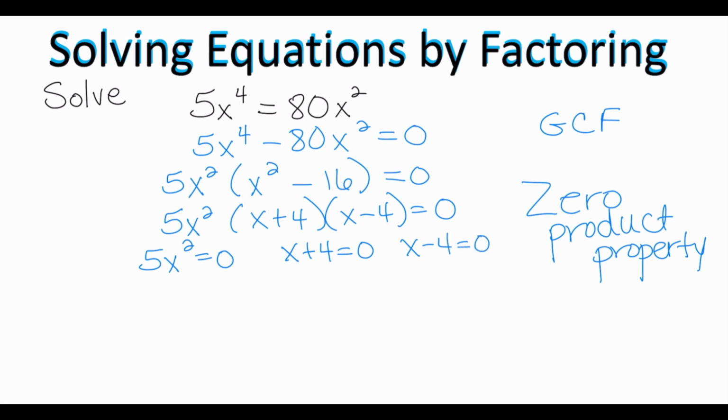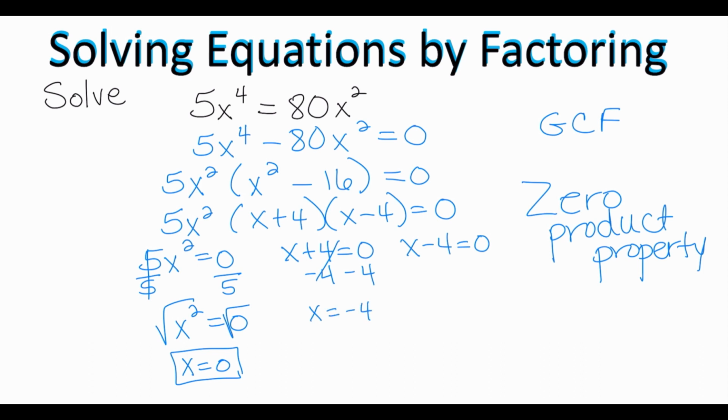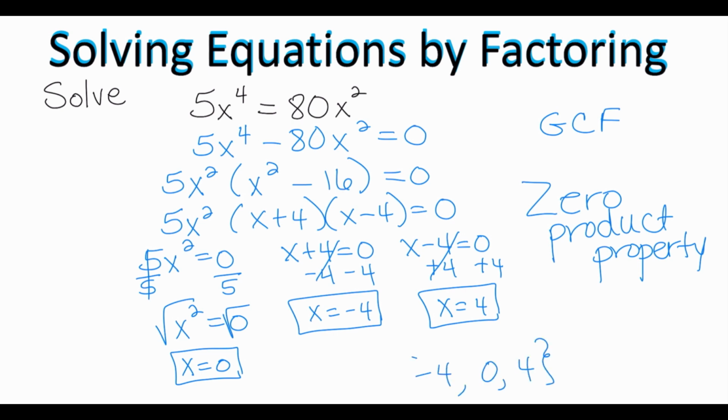And now I solve. If 5x squared equals 0 and I divide by 5 on both sides, I get that x squared is equal to 0. And of course, the square root is still going to give me 0. So 0 is one of my answers. From this second part right here, if I subtract 4 from both sides, I get x equals negative 4. And from the last one, if I add 4 to both sides, I get x equals positive 4. So these are my answers: 0, negative 4, and 4, if I write them in order.